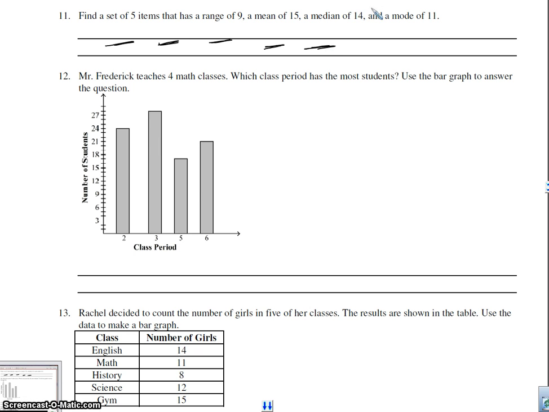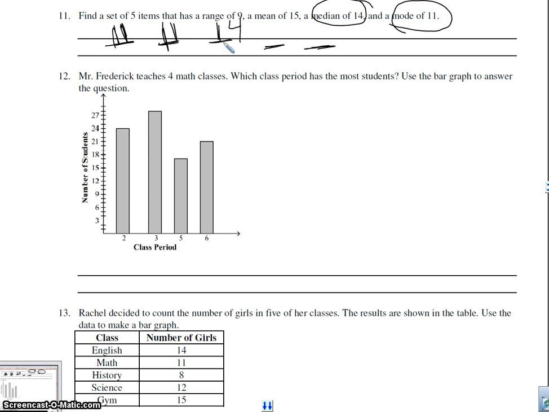And I know the median is 14. That's my middle number. So right there, I know that number is 14. I know that it's going to have a mode of 11. So that means 11 needs to appear more than once. And if we're putting these numbers in order from least to greatest to make 14 the middle number, then 11 has to come before 14, and it better appear more than once. So that means these 2 blanks are 11.